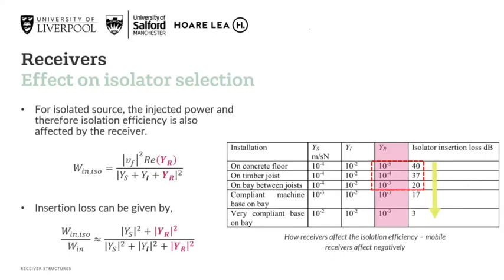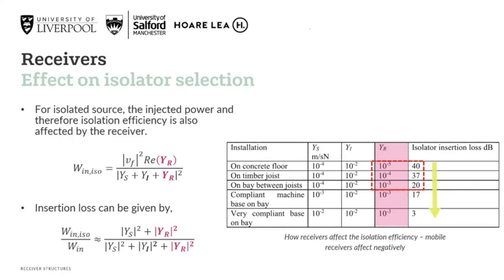And if you look at the insertion loss equation, if it was a perfectly rigid receiver, the insertion loss would just depend on the isolator mobility and the source mobility. But if you have a mobile receiver as well, what you would want to do is have your isolator mobility high compared to the receiver mobility, as you are trying to approximate a spring on a rigid base sort of scenario.